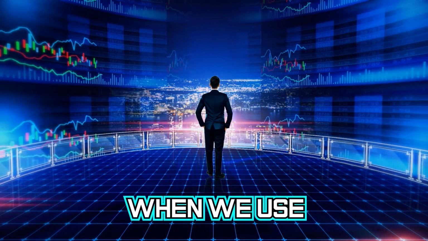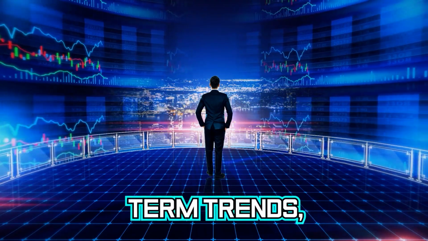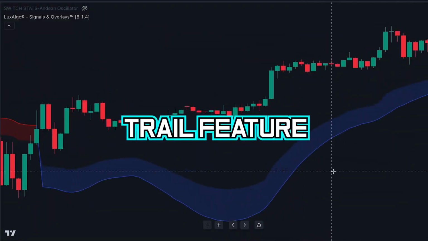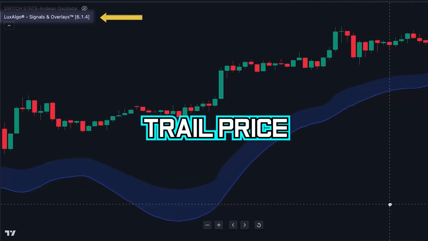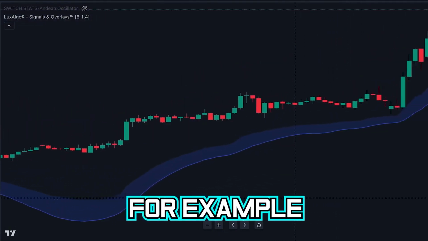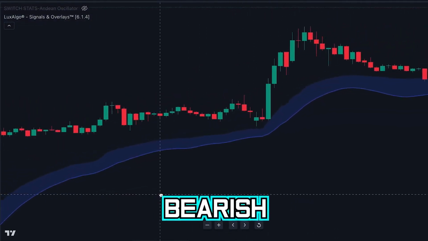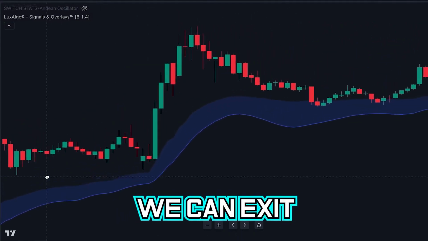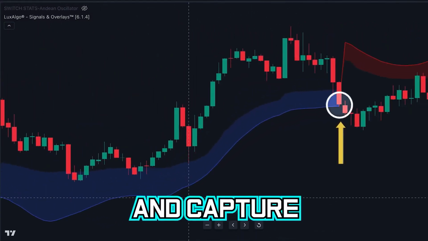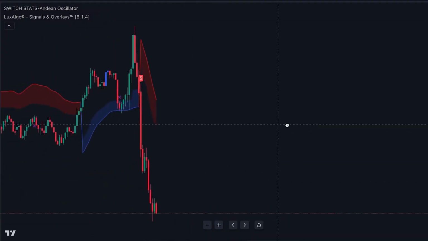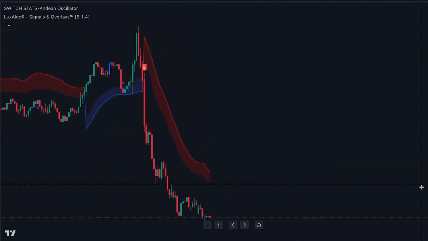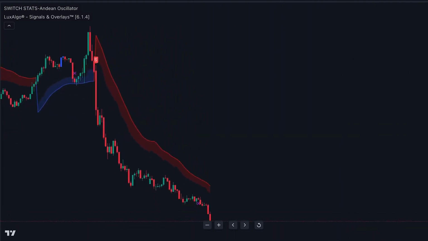Due to this, when we use this indicator to find longer-term trends, we like to use the Smart Trail feature of the Signals and Overlays indicator by Lux Algo, which will trail price closely. For example, in this bullish trade, if more bearish variations enter the market, we can exit positions quickly and capture some profits. Here we can see we got a bearish signal, and if we held the trade based on the Smart Trail, we could gain an incredible amount of profits.